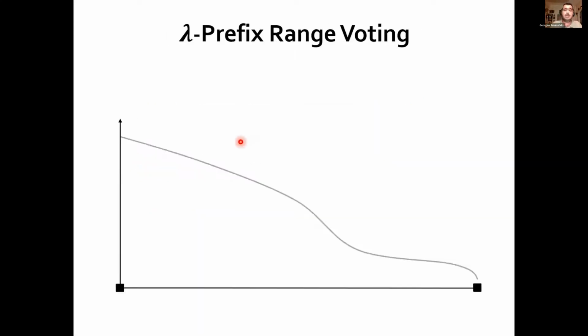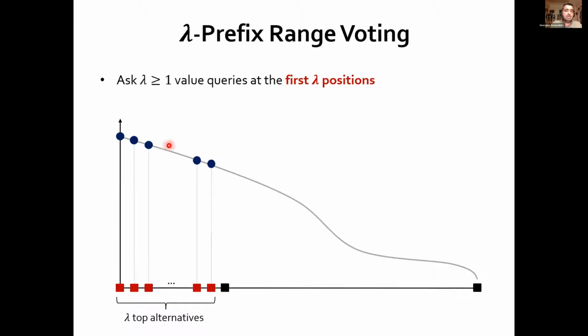So let's see what's the most straightforward thing to do, right? Let's say somebody said, look, you have lambda queries per agent. Do whatever you want with that. Of course, I could be adaptive. I could do something clever. But let's say I'm lazy. I want to do the most dumb thing here. So what I can do is just ask each agent their top lambda alternatives, right?